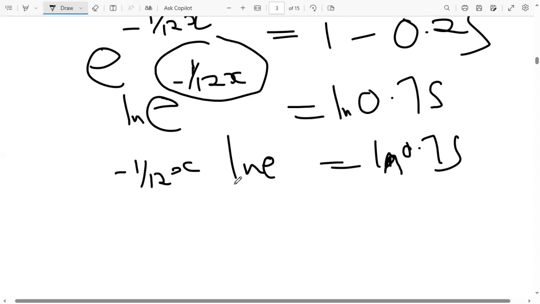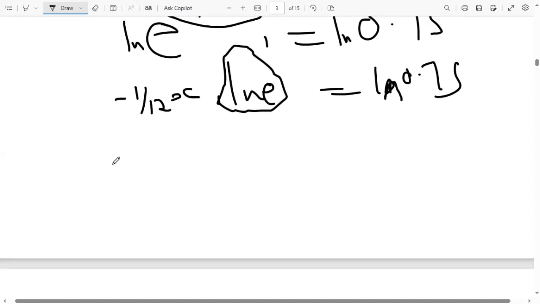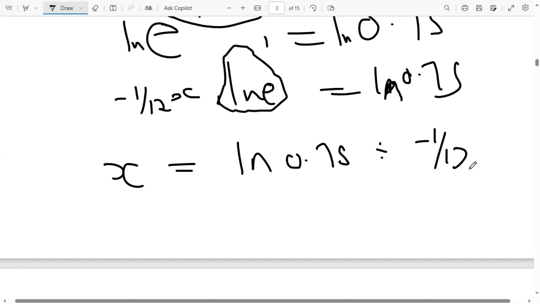When we want to find this x, we know that ln e is always 1. So this is just a 1. We want to find x, so what are we going to do? x is equal to, we divide both sides by minus 1 over 12. We are going to have ln 0.75 divided by minus 1 over 12. So this will be the same as minus 12 ln 0.75.